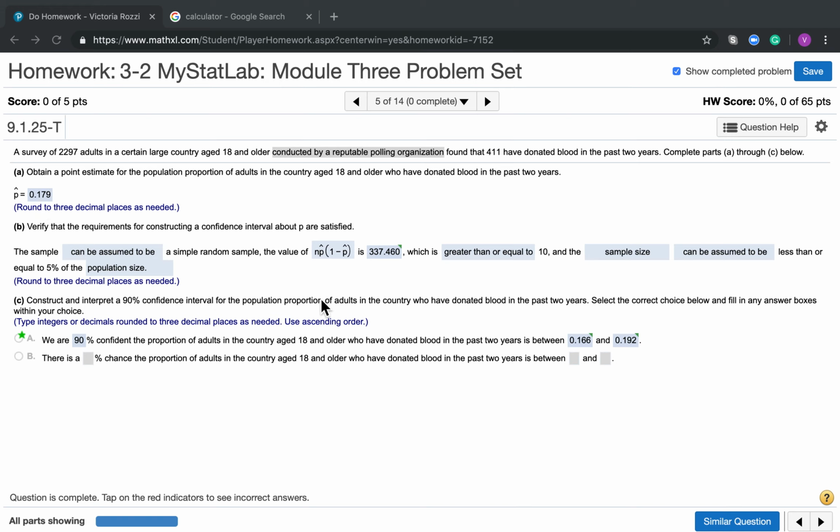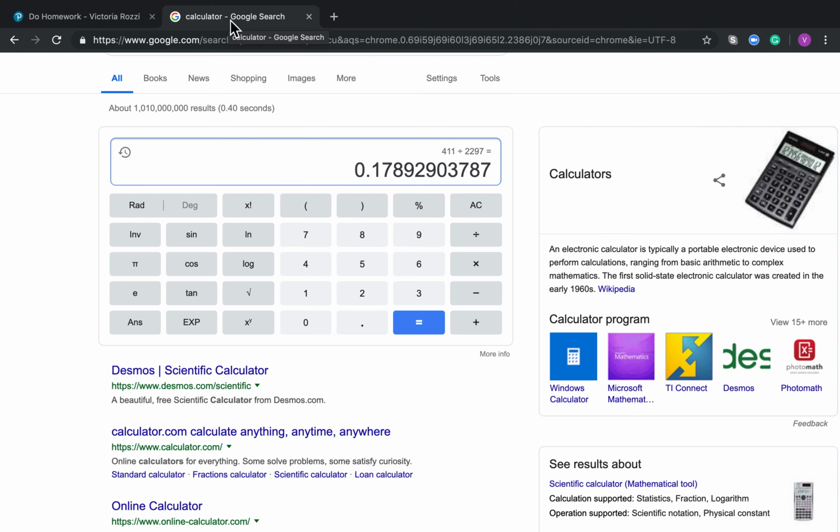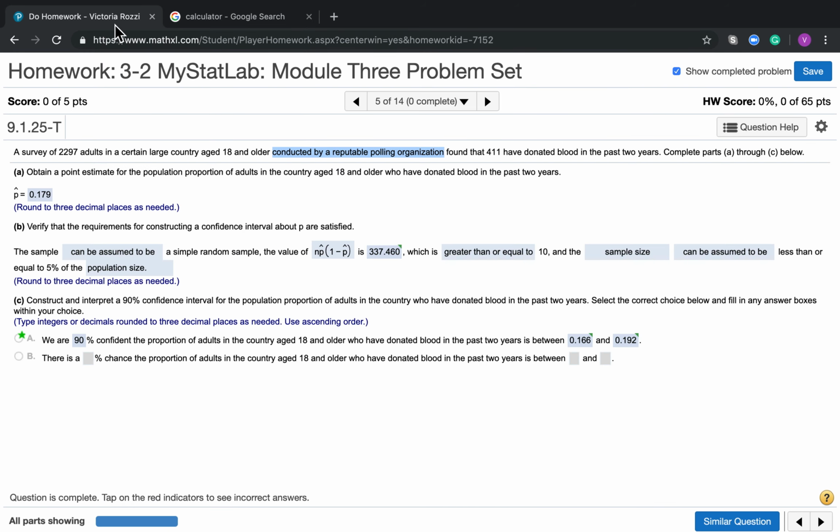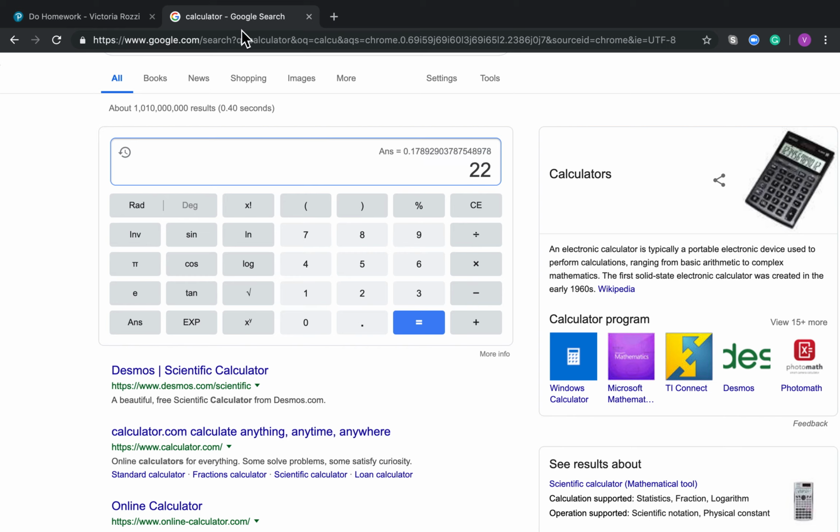Now I'm going to show you something. I didn't get rid of my previous calculation because we can actually use it in our little calculator here. So I need to do n times p hat, so I'm just going to click in. N, I'm sorry, was 2297. So I'm going to do 2297. I have to multiply that by p hat, which is the previous answer that I had here. So see how I already have it up here?